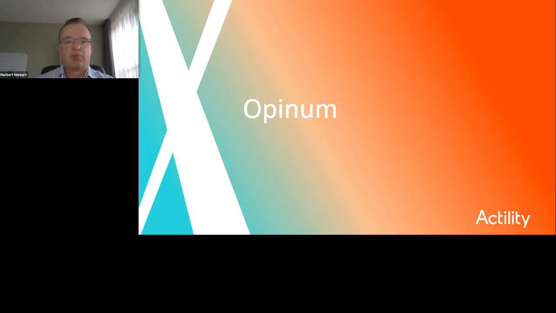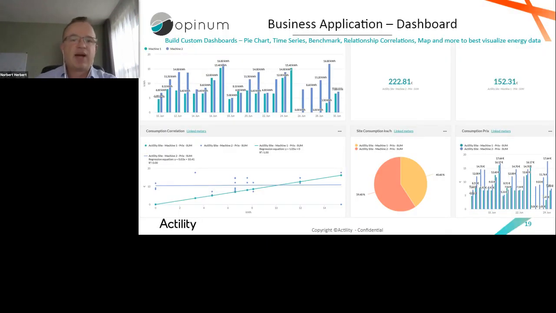So a quick look at what Opinum is providing. Opinum provides a dashboard and visualizes the data and analyzes the collected data. So this is a nice example presenting the data, or visualizing the collected data, on several different chart types. As you can see, bar charts, pie diagrams, all different scattered diagrams, all are supported.